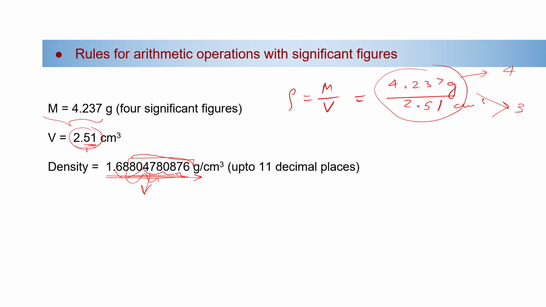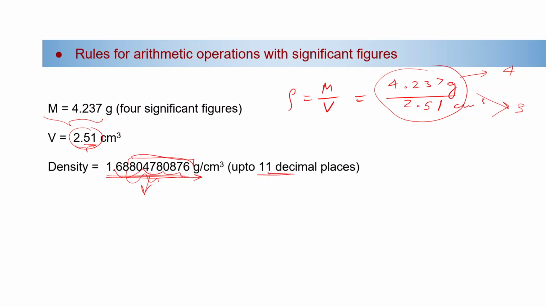It doesn't make sense. The calculator doesn't know what we are doing. It's just doing the maths, but we have to use our mind and try to analyze the result. As I was saying, analyzing the result is a very important part of doing experiments. So we have to analyze this, that this much precision cannot happen and is not making sense. So we have to restrict.